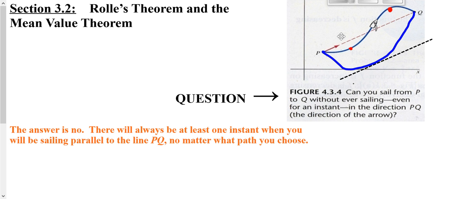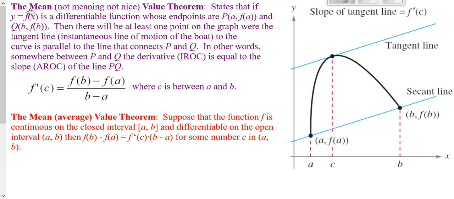There's many ways you could go from P to Q, but at some point there has to be at least one spot along that curve that has the same slope. And that's really what the mean value theorem is saying. And when we say mean, we're not talking about not nice. Mean in mathematics means average. For the most part, the slope between any 2 points where you start and end has to be equal to your derivative at some point in between A and B, the endpoints.